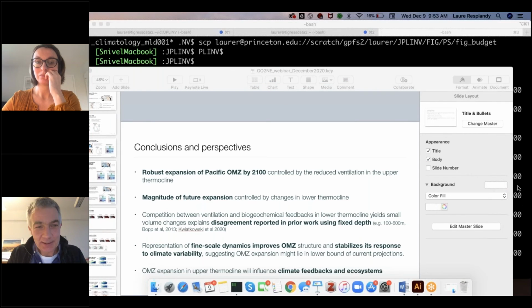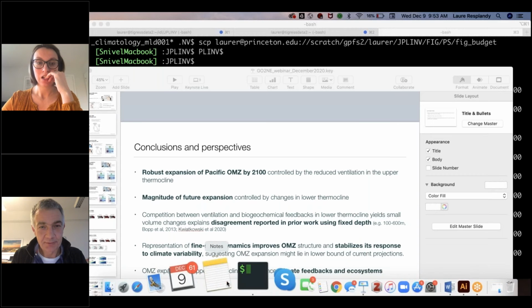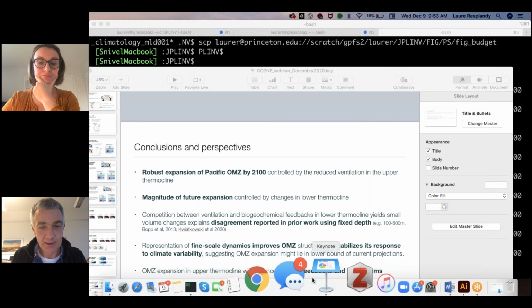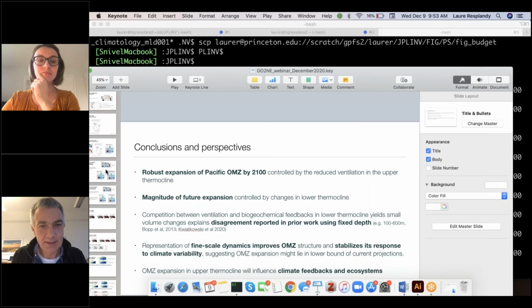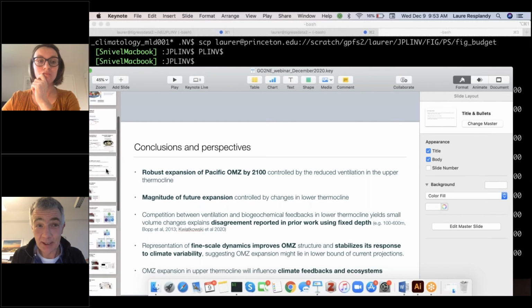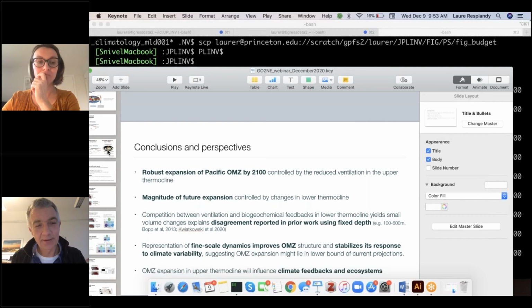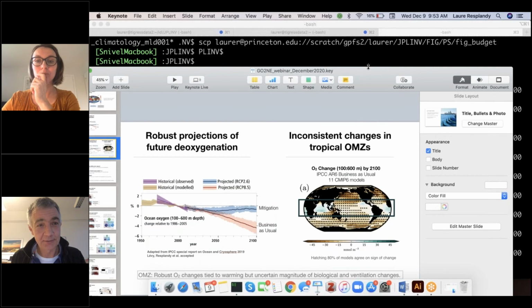I'll start with one question or observation. You showed that there now is a robust expansion of suboxic waters in the CMIP6 models. That wasn't the case, I think, in the earlier CMIP models, or it wasn't maybe analyzed in that way. Is there anything that the new models do better or differently?